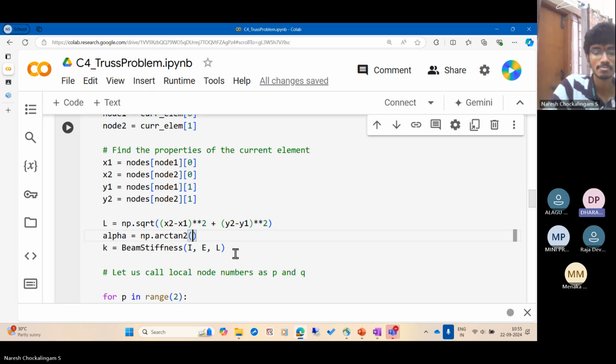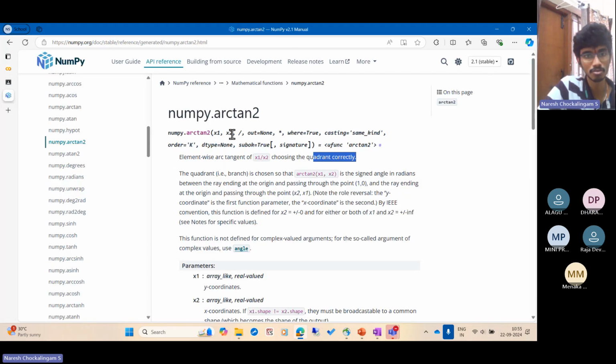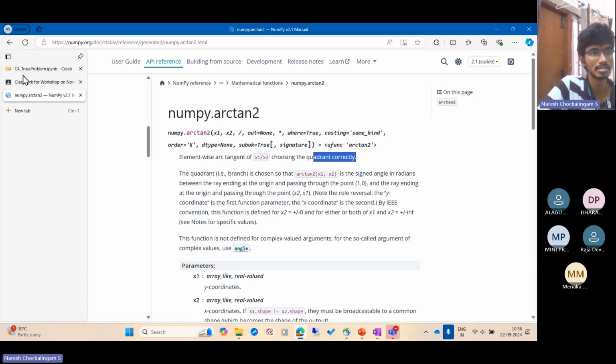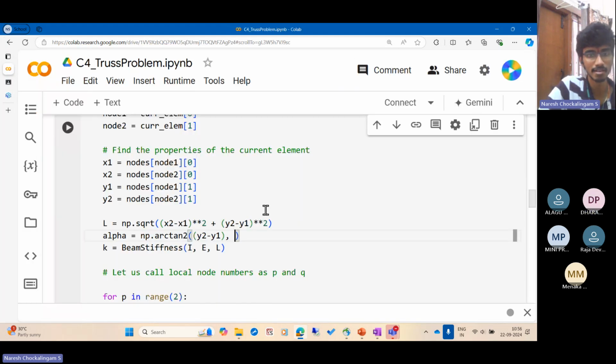y2 minus y1, divided by... x. No, there's no divided by. That it will do. So it's saying if we give x1 comma x2, it will find the arctangent of x1 by x2 with the correct quadrant. We don't need to do the division. So we have to give it the two arguments. Yeah, it will do the division. x2 minus x1.